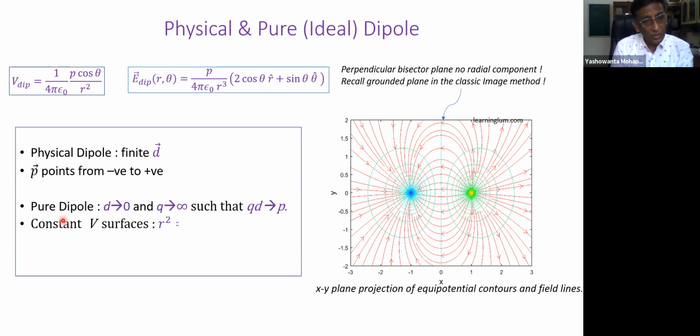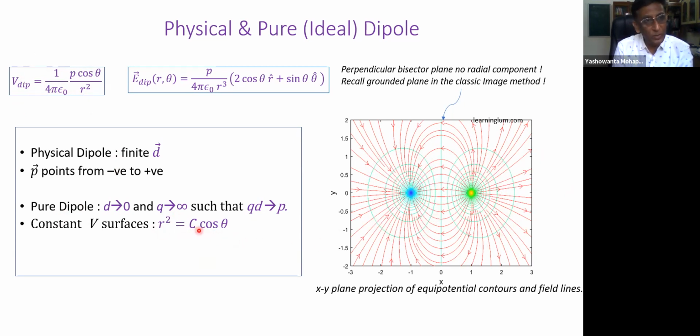And what are the constant V surfaces? We have some p cos theta over r square. So if I take all this onto the left side, and take r square here and bring the dipole potential for constant potential here, then if there is a constant, I can see that r square is equal to c cos theta. So these faint blue lines are r square is equal to c cos theta plotted through a computer plot. All right, you can also plot it.